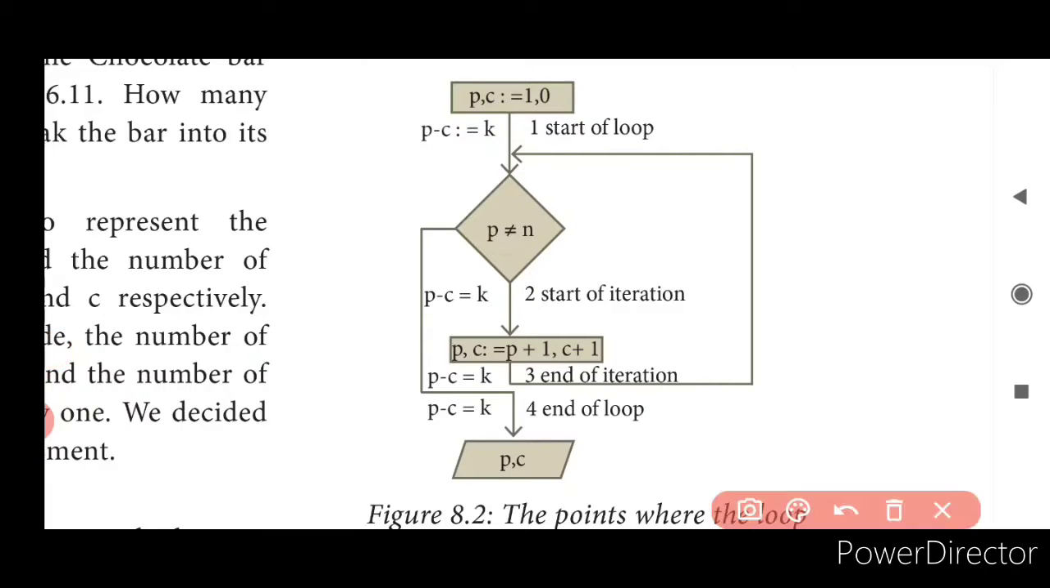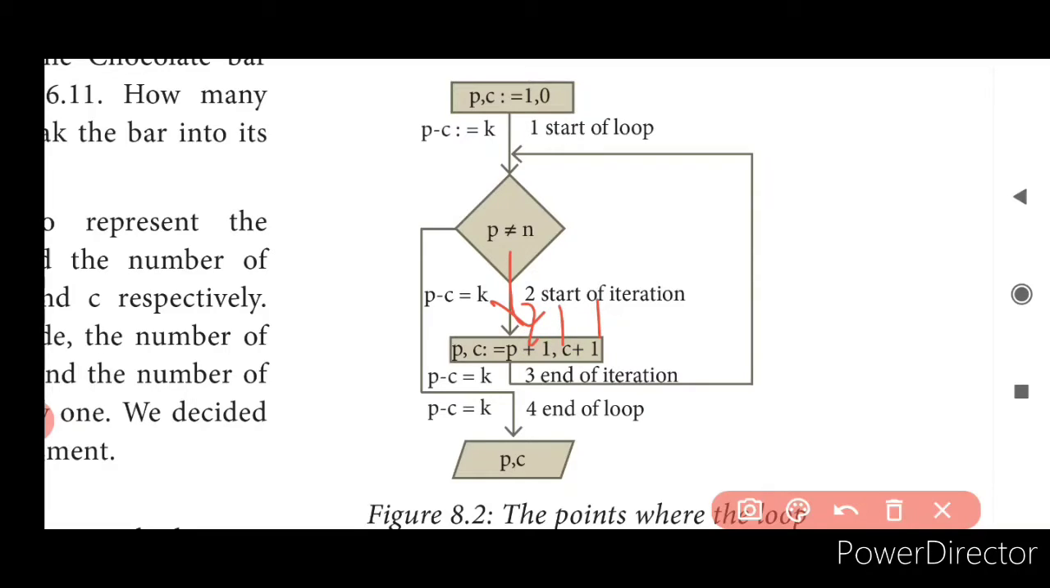So how is it actually working? See, P is not equal to N, so the next iteration continues. P will be added to 1. So P plus 1, so 1 plus 1 is going to be 2. C plus 1, what will happen? 0 plus 1. This will be 1. So 2 comma 1.